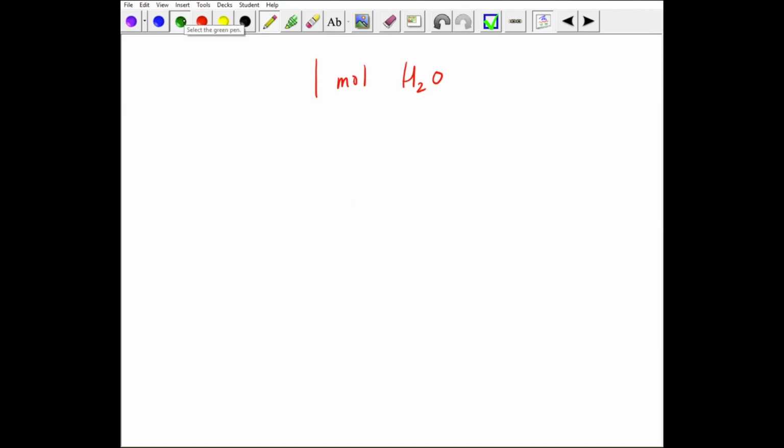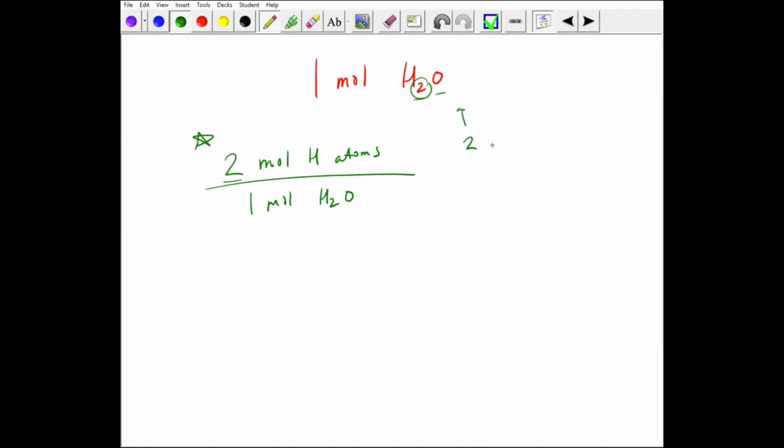Well, what if those subscripts aren't always 1? Like here, this is 2. That means that 2 moles of hydrogen atoms are present per 1 mole of water. Notice importantly here, this subscript then tells us this number of moles here. Similarly then, 2 atoms of hydrogen per molecule of water. Okay, so these subscripts tell us a lot.